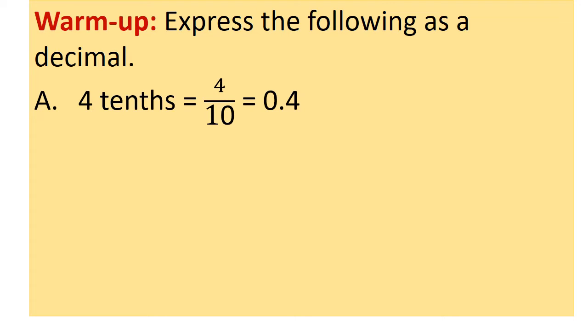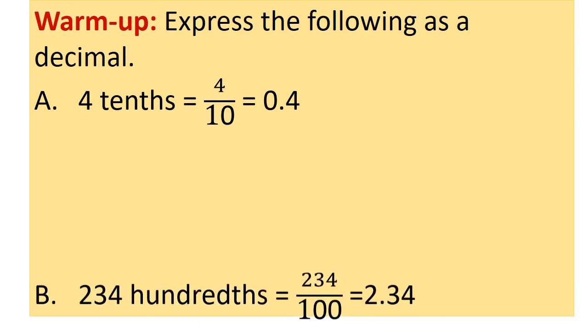For example, A. Each teacher has 4 tenths. 4 tenths means 4 over 10. Can you see it's 10? How many zeros are there in 10? Because 10 has 1 zero. So 4 tenths means 0.4. After the point, there is only one digit.